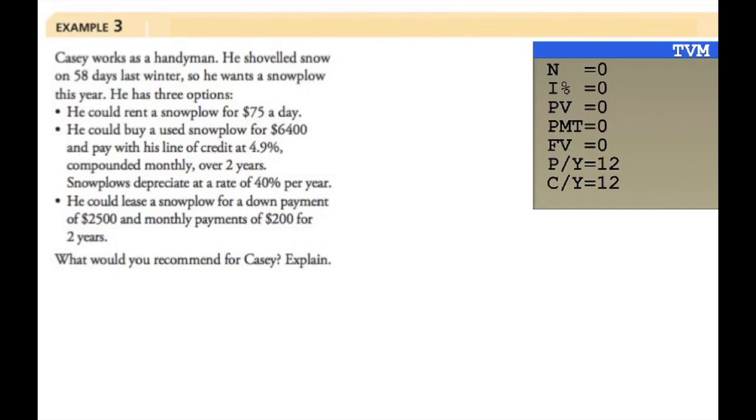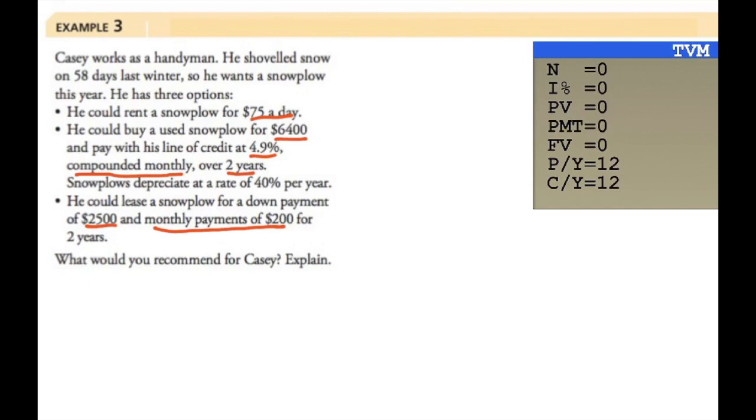He could rent one for $75 a day. He could buy a used snowplow for $6,400. He would have to pay for it on his line of credit at 4.9% compounded monthly over 2 years. And snowplows depreciate, or lose their value, at 40% per year. So at the end of these 2 years, the snowplow would be worth less than it is now. He could also lease the snowplow for a $2,500 down payment and monthly payments of $200 for the 2 years.